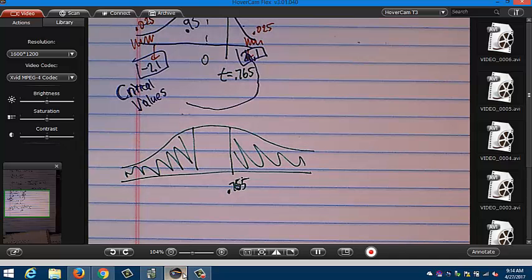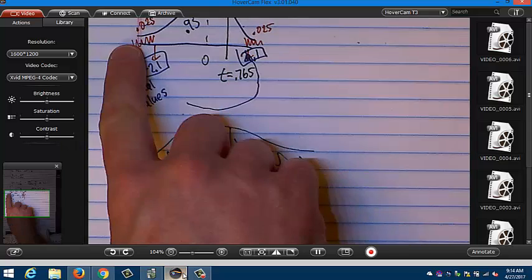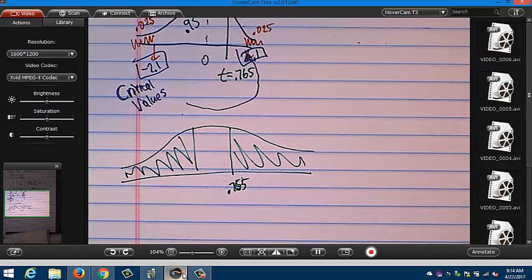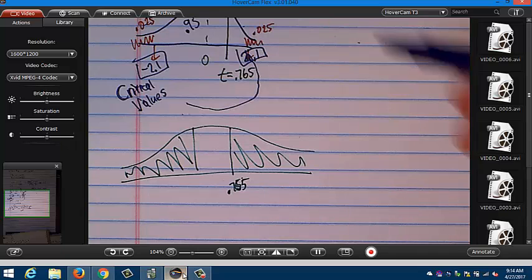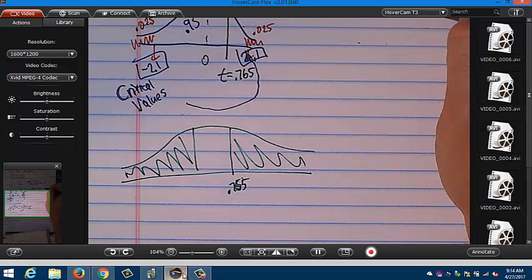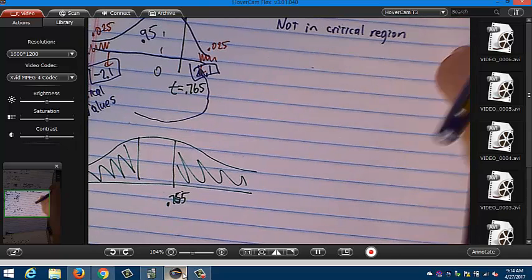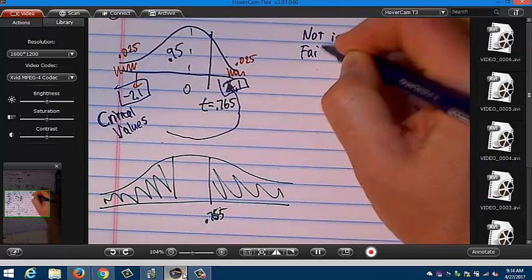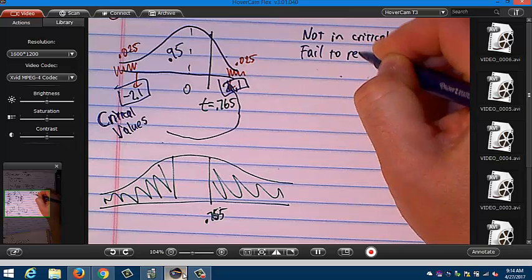What's the critical region? I don't get it. The critical region is this red area and this red area. So because it's bigger, it's not in there. Yeah, p-value is bigger than alpha for sure. But anyways, if the test statistic is not in the critical region, then what does that mean? It means we fail to reject H naught.